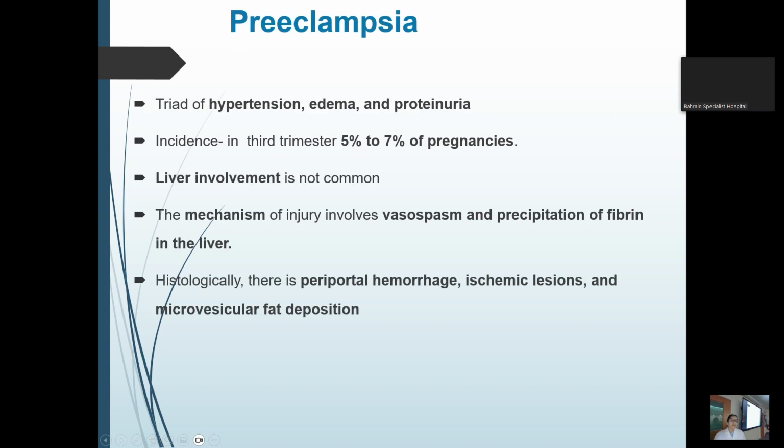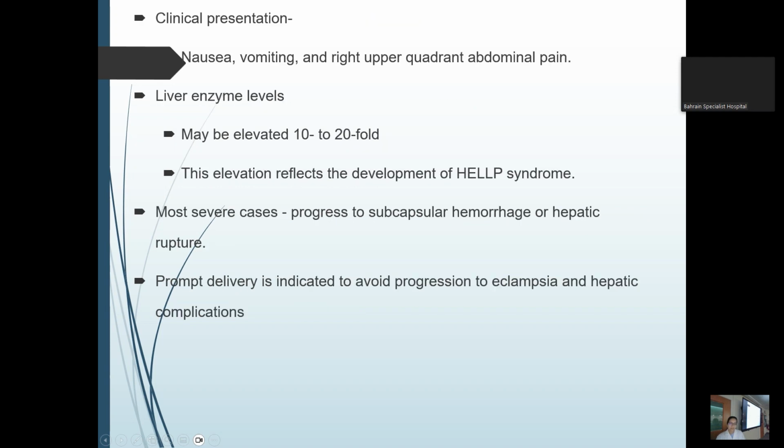Next is preeclampsia. Preeclampsia is a triad of hypertension, edema, and proteinuria. Incidence lies in the third trimester. It is 5 to 7% of pregnancies. Liver involvement is not common in preeclampsia. The mechanism of injury involves vasospasm and precipitation of fibrin in the liver. On histology, there is periportal hemorrhage, ischemic lesions, and microvascular fat deposition.